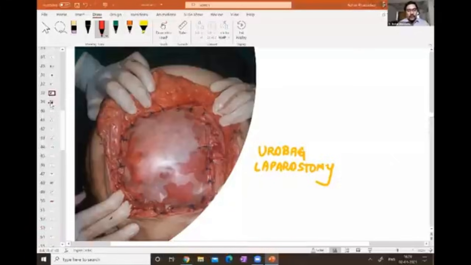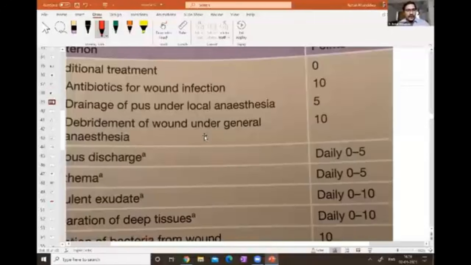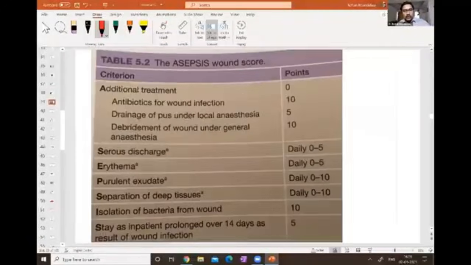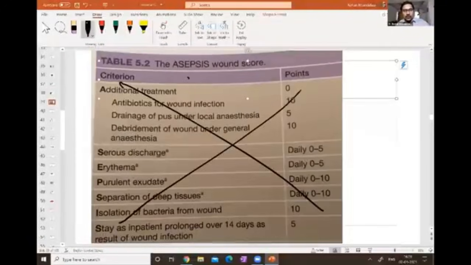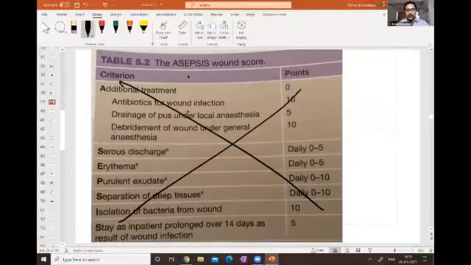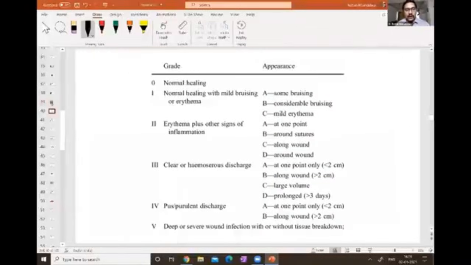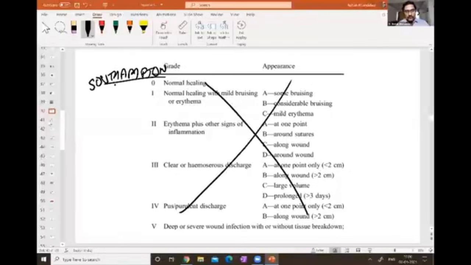You should know the names of 2 scores, asepsis wound score. You don't need to know the details for the FMGE exam. You should know the asepsis wound score is used for wound infections or SSI. This is the asepsis wound score. And this one is the Southampton wound score. These are the 2 scores which are used for wound infections, Southampton and the asepsis score.